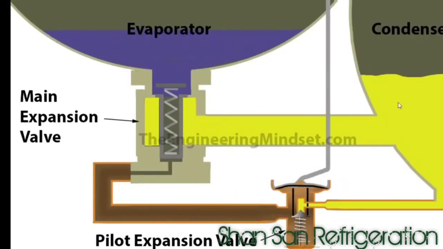So we can look at a section view here. We've got the condenser on the side, the evaporator located above. We've got the capillary tube running up and connecting onto the suction line. Down the bottom we've got the pilot expansion valve. This is connected through with a liquid line going to the main expansion valve. Inside there is a piston body and spring.